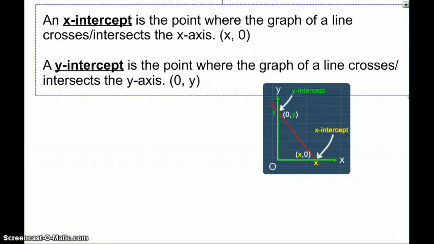And then the Y-intercept is a point where the graph of your line crosses or intersects the y-axis, and it always has the coordinate pairing 0, comma, y. And so we can see that on the example graph, in which case the red line is drawn, and you can see the point of the x-intercept and also the point of the y-intercept.